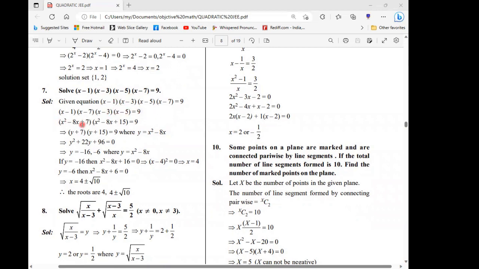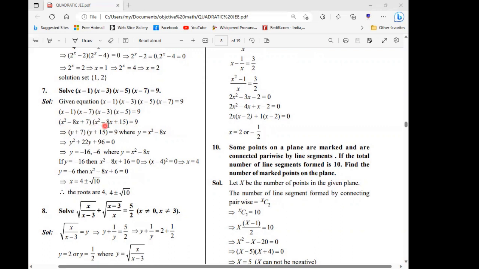Okay, according to that technique, x minus 1 into x minus 7 are taken together and x minus 3, x minus 5 taken together. If you multiply these two bracket values, x minus 1 and x minus 7, you will have x square minus 8x plus 7. And if you multiply x minus 3 into x minus 5, you have the quadratic expression x square minus 8x plus 15, which is equal to 9.